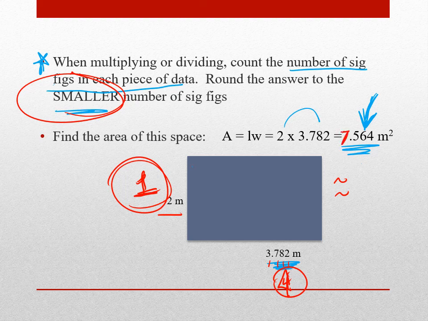I'm going to keep the 7, except I'm going to round. So I'm going to look at the next digit over, that 5. It's going to make that 7 round up to an 8. So my final answer is actually going to be 8 meters squared, which makes sense because if my length is only about 2-ish, then my area should be only about 8-ish, not 7.564. That's way too much precision and accuracy given how sketchy that measurement was.